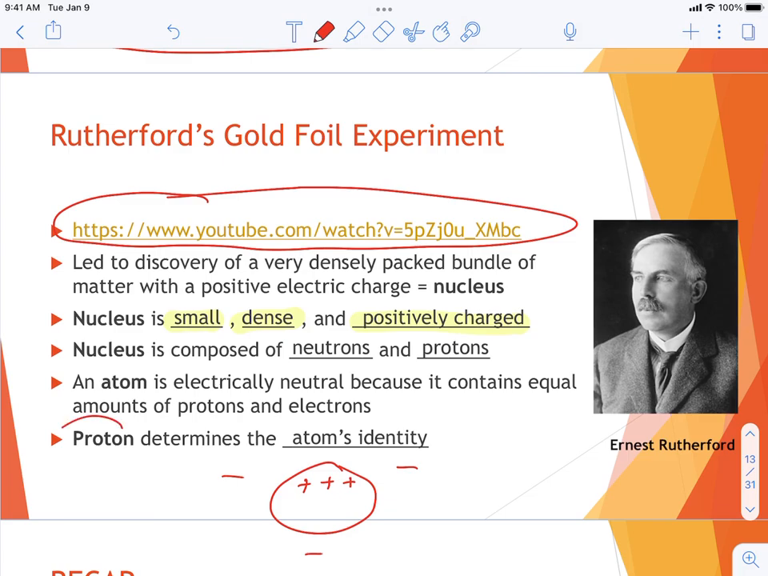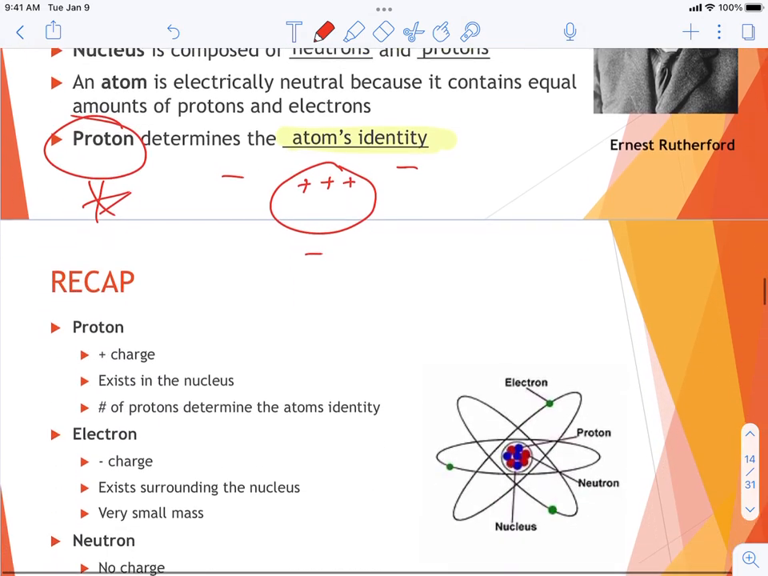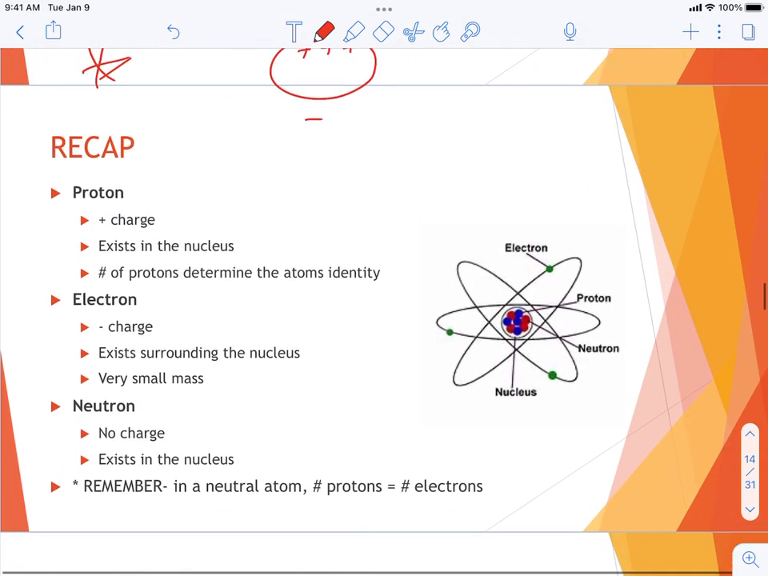The proton, very important, determines the atom's identity. Protons tell us what element we're working with. And we'll refer to what's called the atomic number for that. This is just a recap slide for you, so you can kind of summarize everything regarding the subatomic particles.